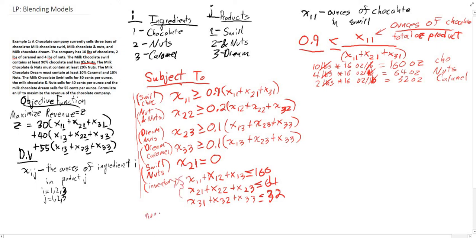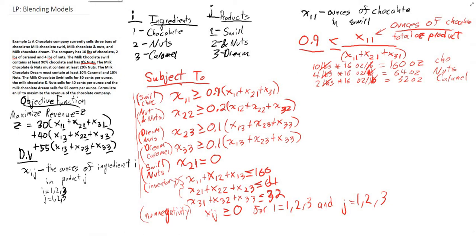And of course we need our non-negativity. It states that xij has to be greater than or equal to 0 for i equaling 1 through 3 and j equaling 1 through 3. It's a little tricky, but hopefully this video was helpful, and we're going to do a couple more examples.